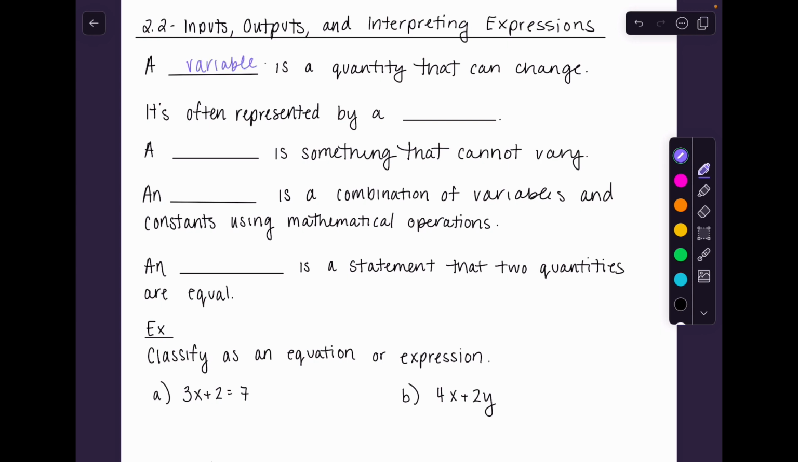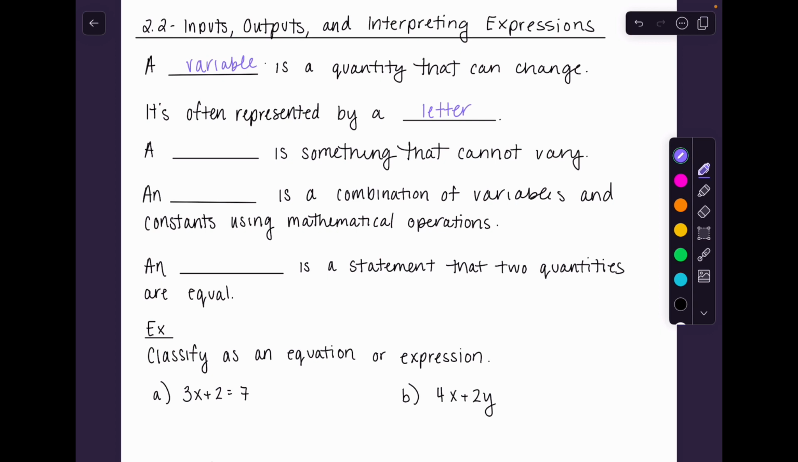When something is not set in stone, we often like to assign a variable to it, because that variable indicates this is something that is not always the same. So a variable is a quantity that can change. It's often represented by a letter. When you're thinking of math, we think of the variable x. It's in a lot of expressions, and all that means is that quantity can change. So it can be replaced by a multitude of numbers.